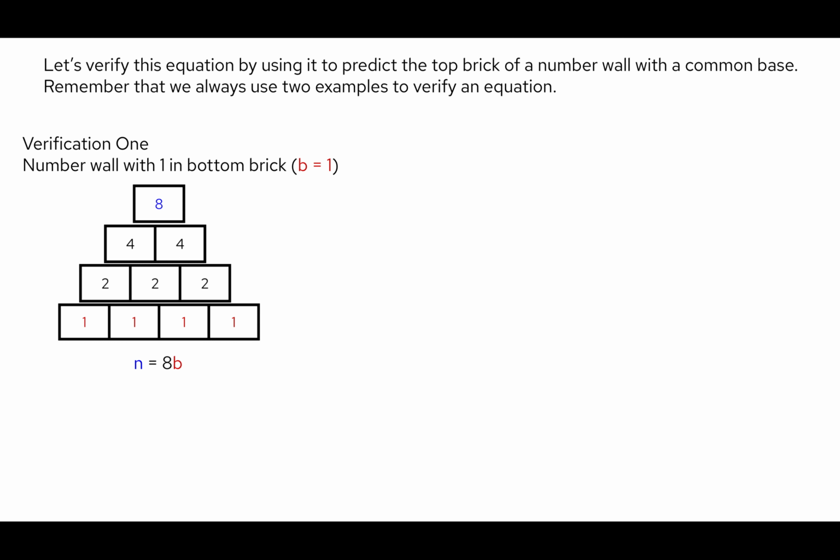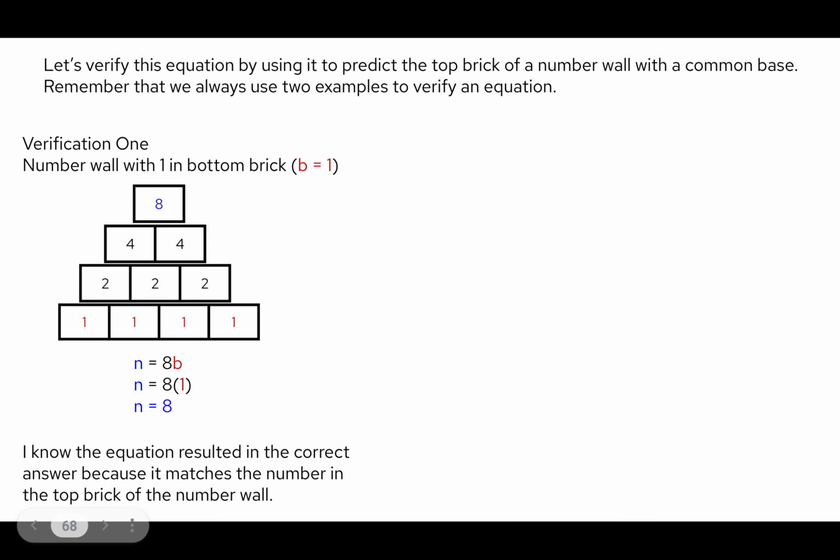And I'm going to use my equation, n equals 8b. Again, n equals the number in the top brick, and b is the number in the bottom brick, our common base 1. And so we said it's going to be 1, so I replaced my b with 1, and n equals 8. And I know the equation resulted in the correct answer because it matches the number in the top brick of the number wall, 8 and 8.